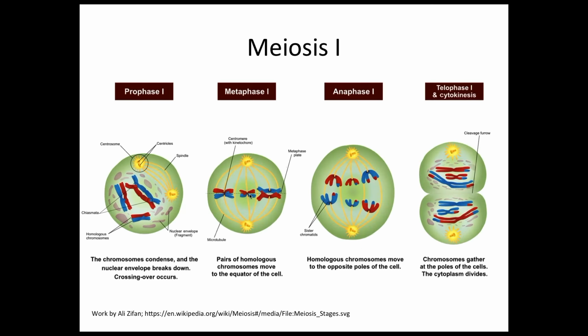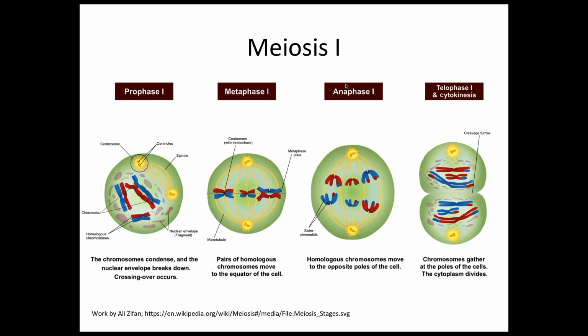So Manu, do you want to walk us through just generally what happens in meiosis 1? Okay. So, you have the mnemonic PMAT, which refers to the four phases of meiosis 1: prophase, metaphase, anaphase, and telophase. So in prophase, you will have the chromosomes condensing and the nuclear envelope breaking down.